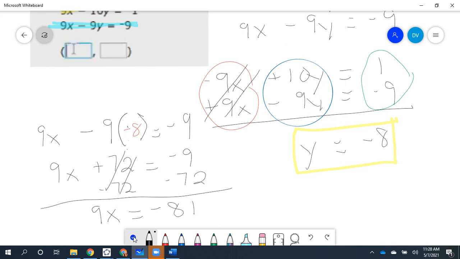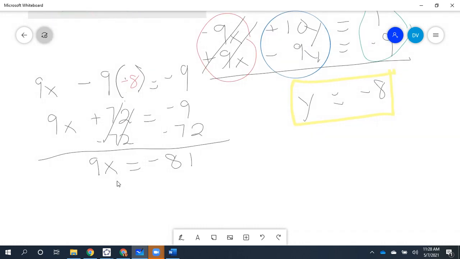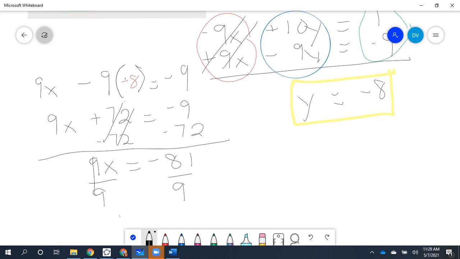And don't we have a much easier equation now? We just have to divide by 9 on both sides. We divide by 9. Now we know 81 divided by 9 is 9, so negative 81 divided by 9 is going to be negative 9. Negative 9.